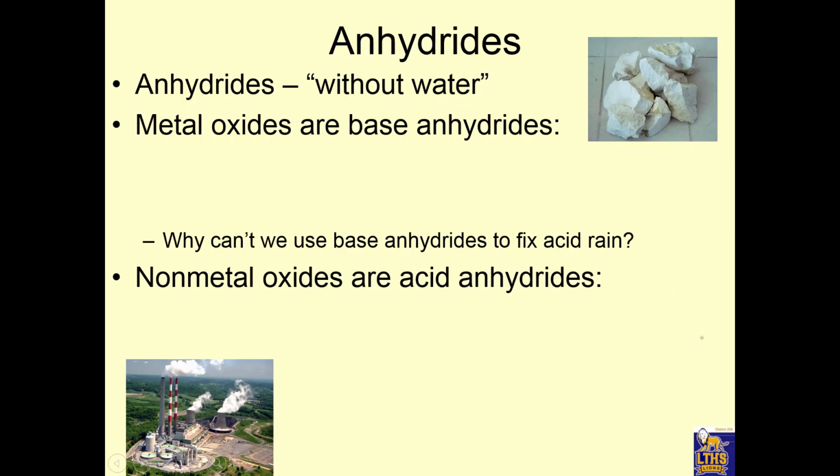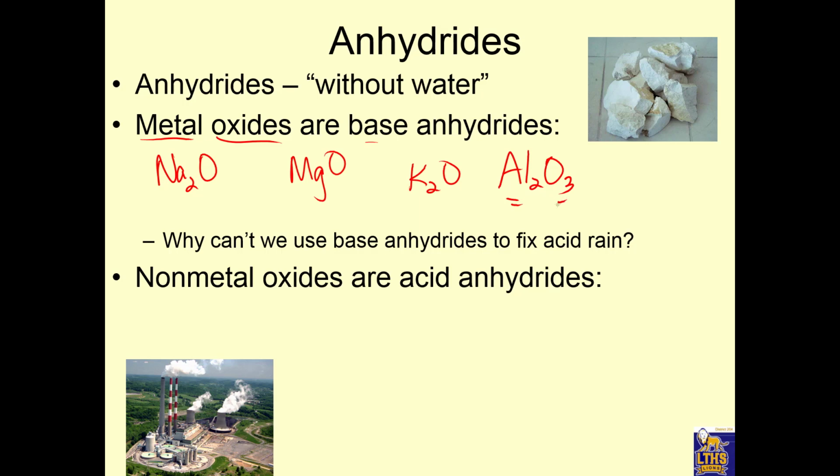Okay. Anhydrides: made without water. So we're not even looking at acids and bases right now. We're looking at things with oxygen. If you have a metal with oxygen, like Na2O, then it's called a base anhydride, a base without water, because it's not really a base until you put it with water. You could get the same thing from MgO, K2O, or aluminum oxide. So it's just a metal oxide, right?